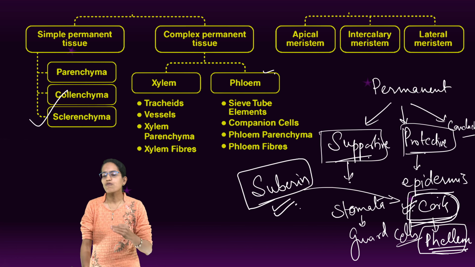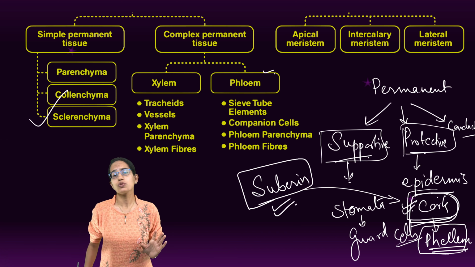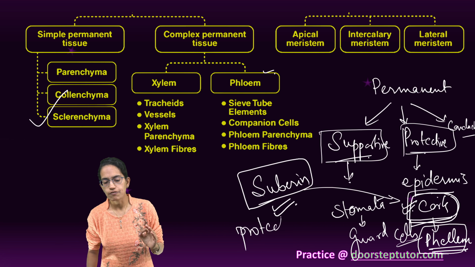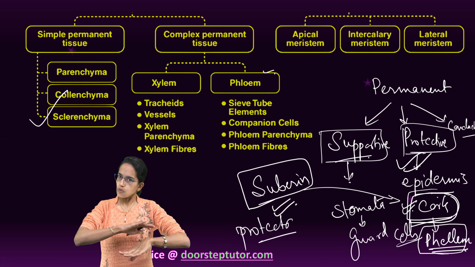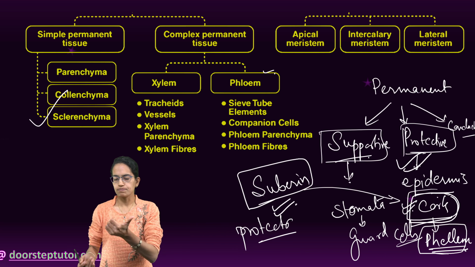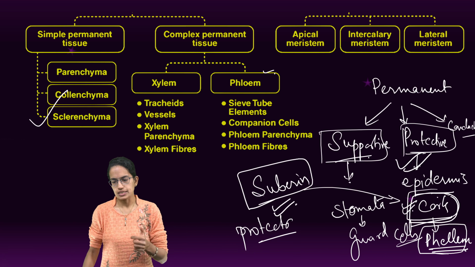The idea of cork is what? The basic idea of cork is to prevent injury to the plant. So it actually protects the plant and therefore it falls under the category of protective tissue. The role of epidermis is again protection, but cork is more turgid and therefore provides better protection from injuries.